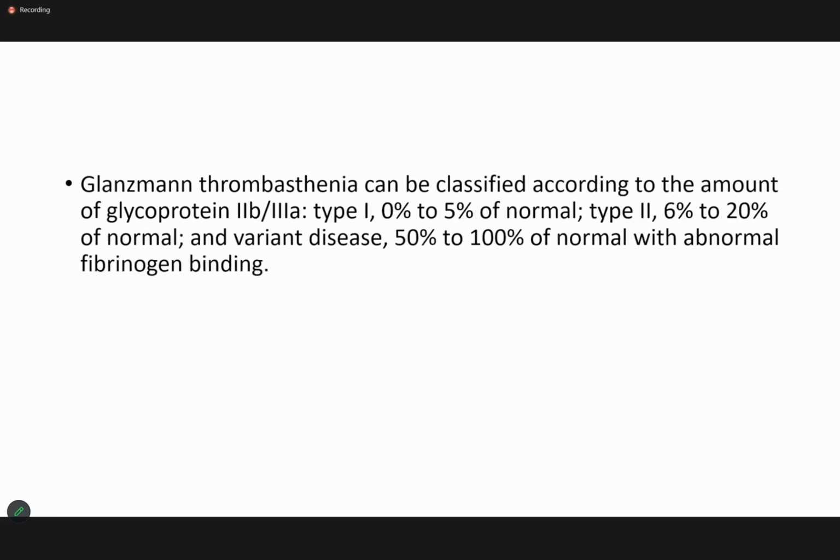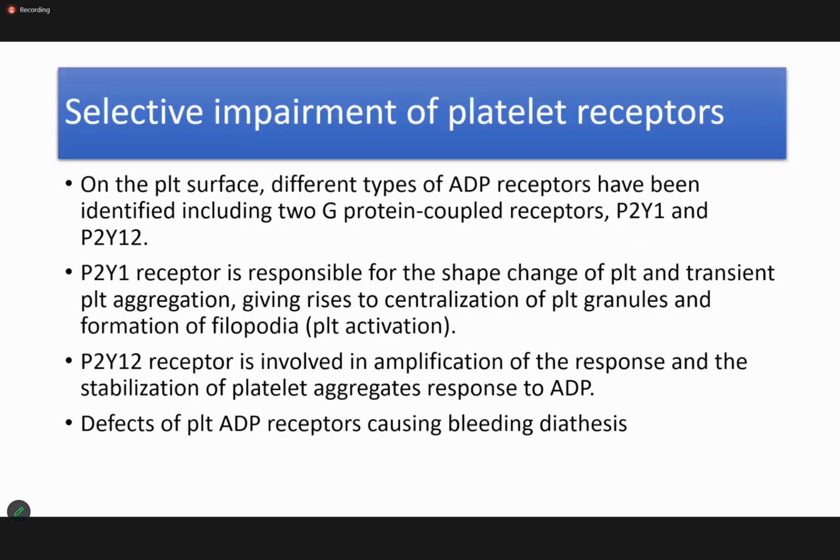When we talk about Glanzmann, it can be classified according to the amount of glycoprotein that they have. Type 1 is around 0% to 5% of normal. Type 2 is around 6% to 20% of normal. And the variant disease is basically a qualitative abnormality of the protein, where they have 50 to 100% of normal with abnormal fibrinogen binding.